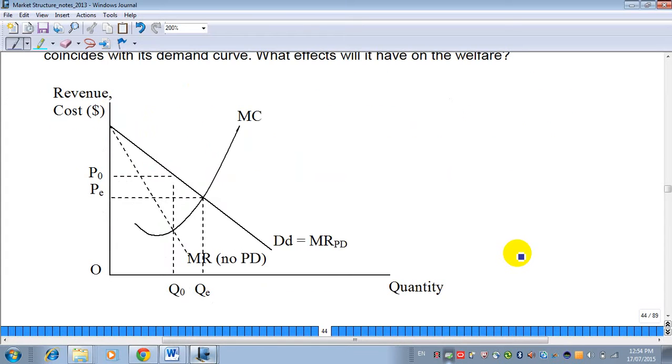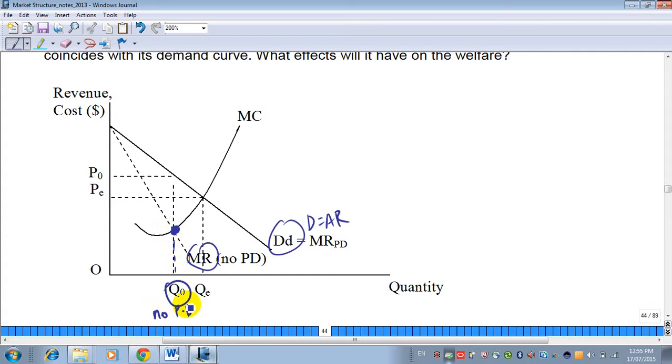With no price discrimination, this is the MR and this is the demand. Demand equals AR, remember? It's the same thing. Now, with no price discrimination, MC equals MR. This is the point of profit maximization, and this is the quantity under no price discrimination. Let's not bother about the price. Let's focus on the quantity.